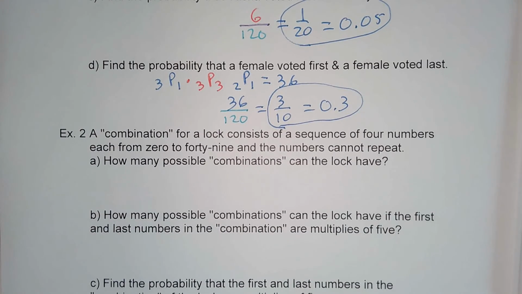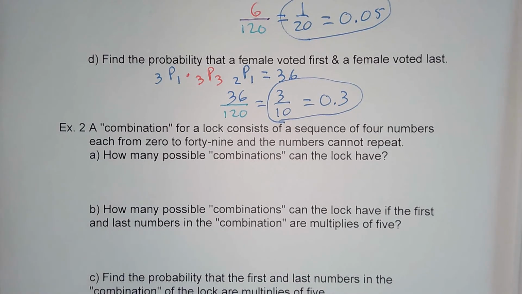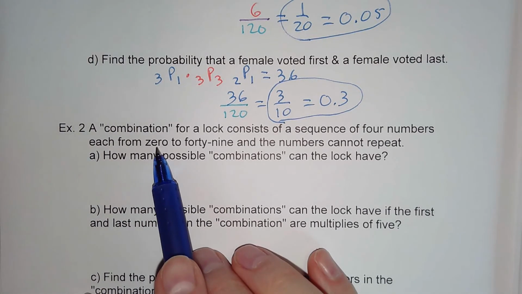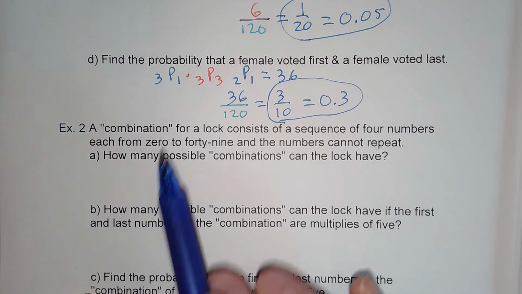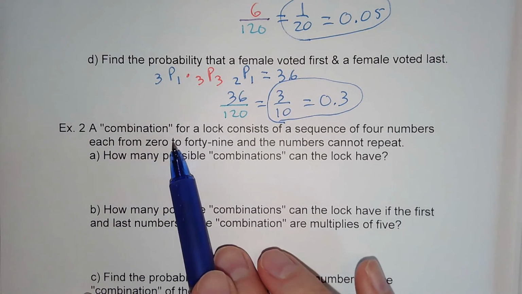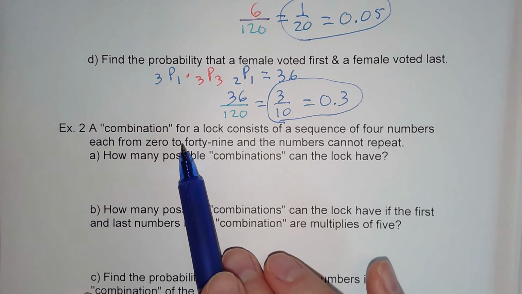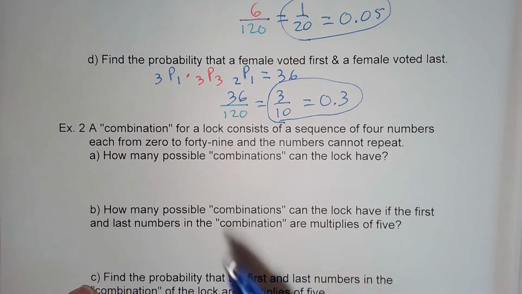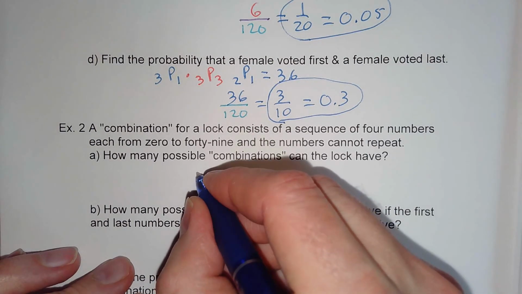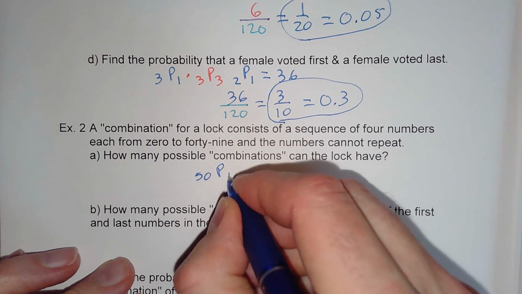Let's try problem number 2. A combination lock consists of a sequence of 4 numbers, each from 0 to 49, and the numbers cannot repeat. How many possible combinations can a lock have? So we've discussed in a previous section that a combination lock should not be called a combination lock. It should be called a permutation lock. We're going from numbers 0 to 49. That gives us 50 numbers, because 0 would be the first number, 1 would be the second number, 2 would be the third number, and so on. So 49 would be the 50th number. So now we're doing 50P4.